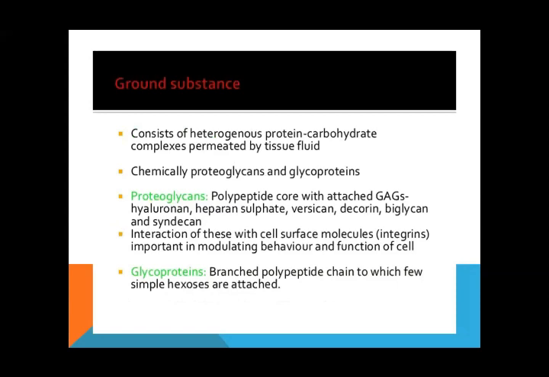Ground substance consists of heterogeneous proteins and carbohydrate complexes permeated by the tissue fluid, chemically proteoglycans and glycoproteins. Proteoglycans: polypeptide core with attached hyaluronic sulfate, versican, decorin, biglycan, and syndecan. Interactions of these cell surface molecules are important in modulating behavior and function of cells. Glycoproteins are branched polypeptide chains to which a few simple sugars are attached.